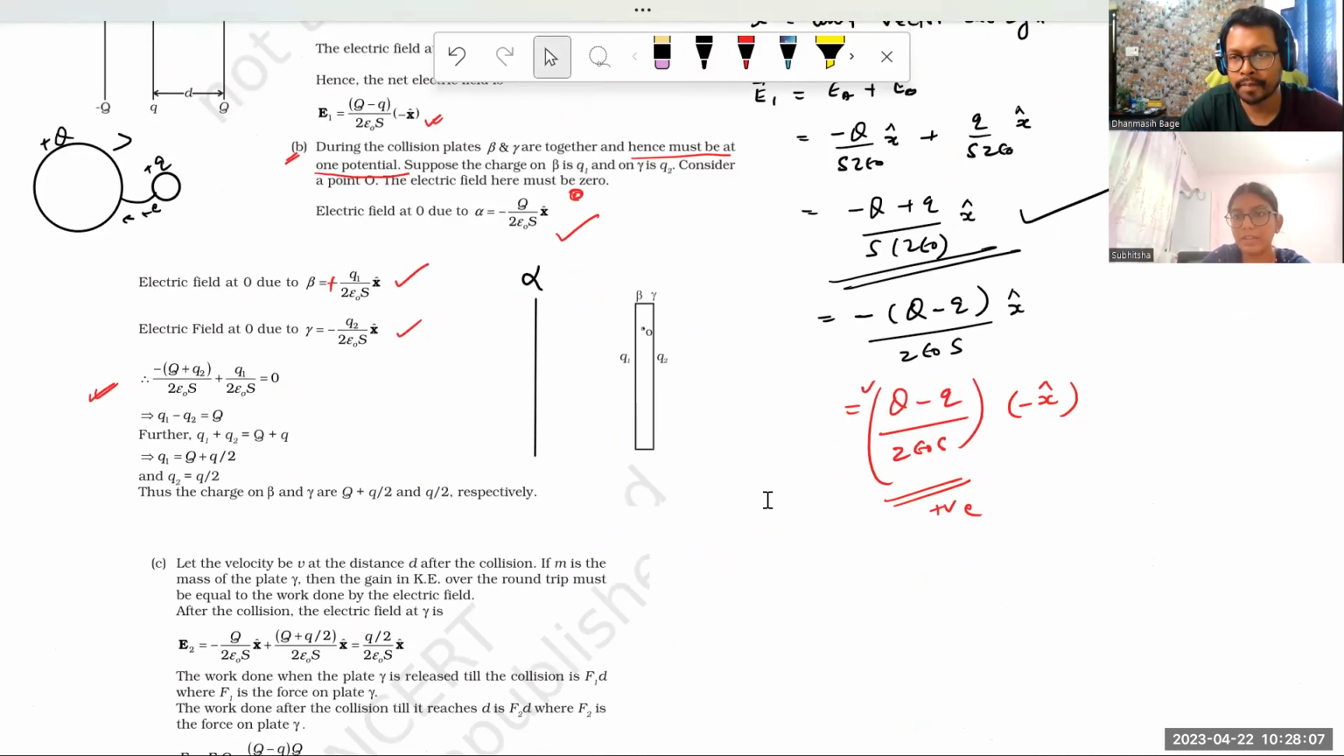So then alpha should also be zero, right? No, alpha is not zero. Just see what happens. I said that the net electric field will be zero, right? Not the field due to alpha, beta, or gamma. The net electric field at O will be zero due to everything. It will rearrange itself in such a way.